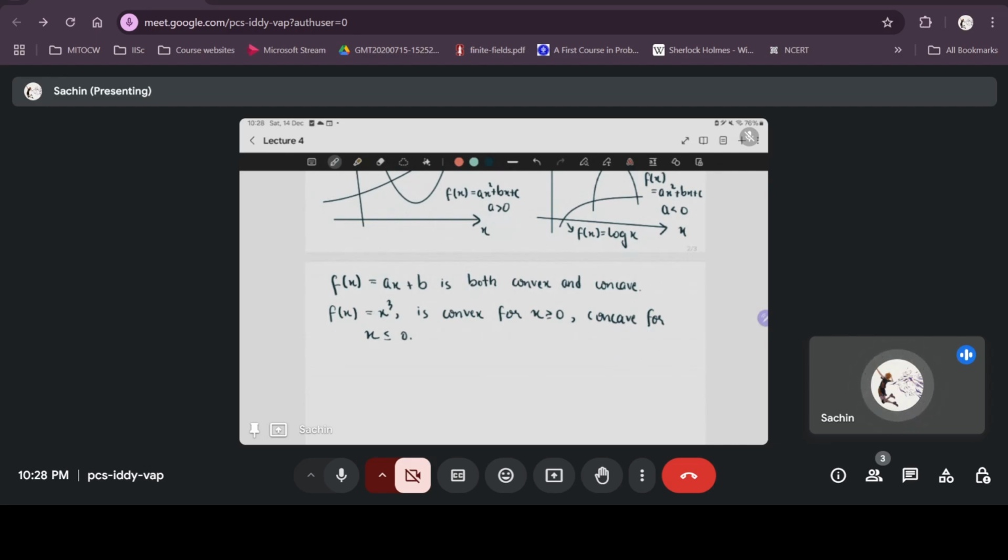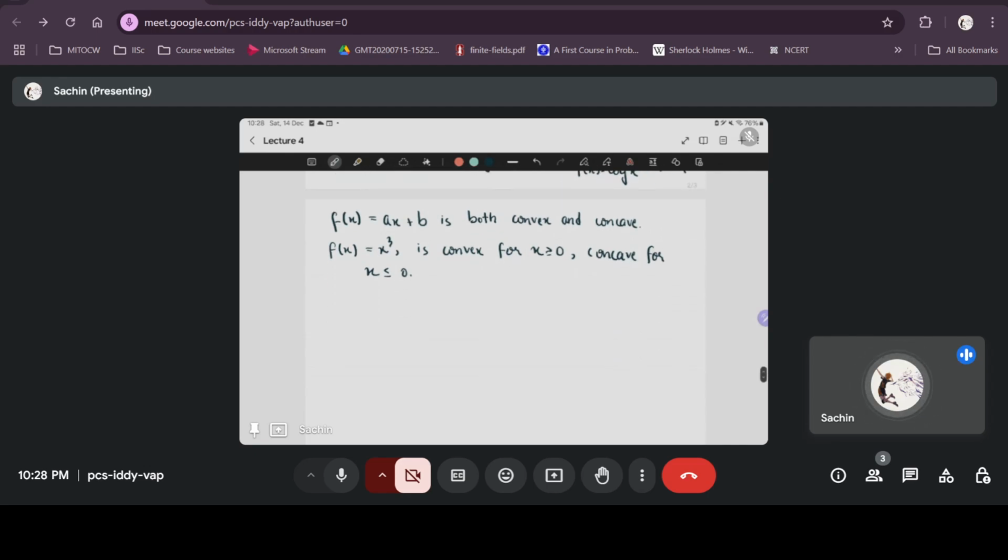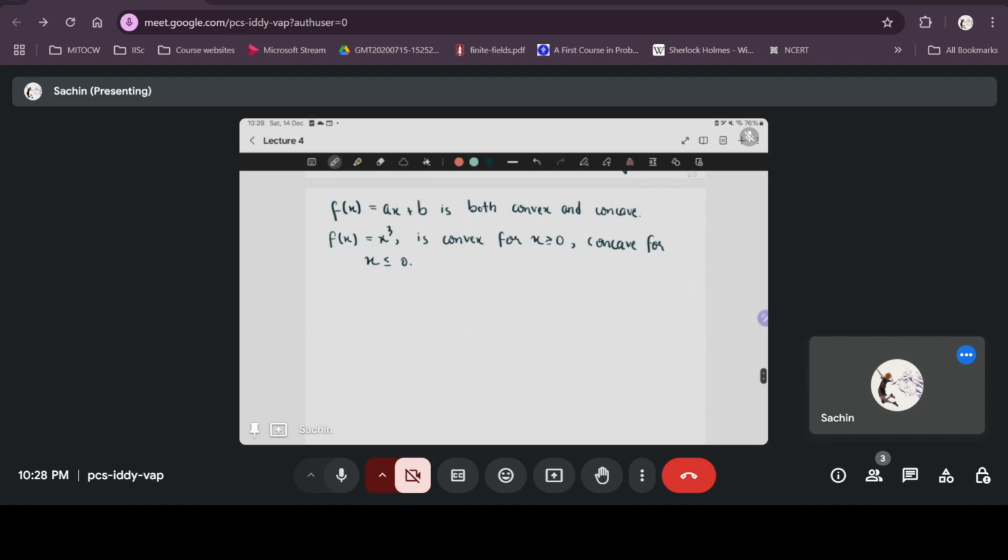So that's why we talk about concavity and convexity in an interval. Some functions might be convex in only a particular interval, concave in another particular interval, and they can be linear, both concave and convex in some parts. So the interval is important. Now, given a convex function, we have the following.